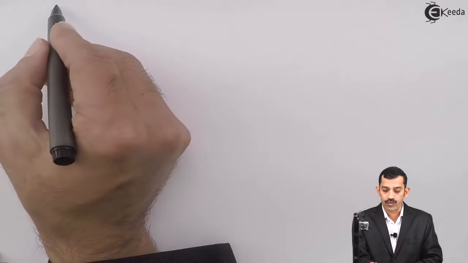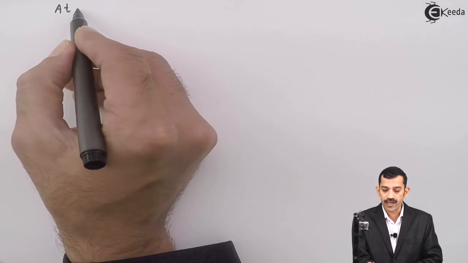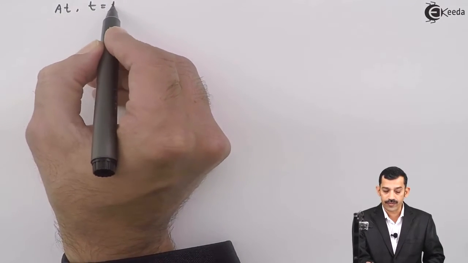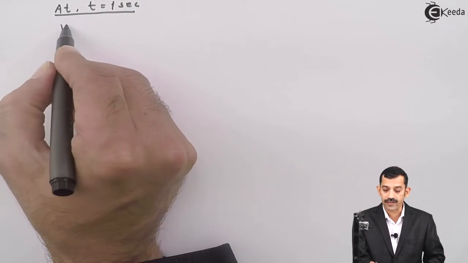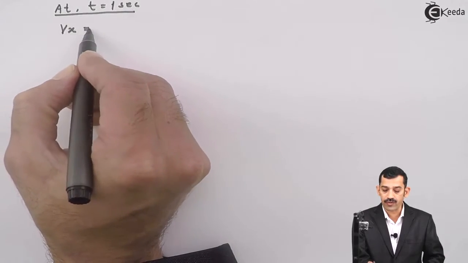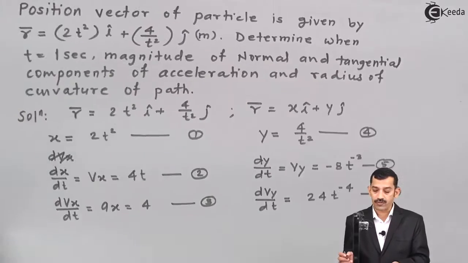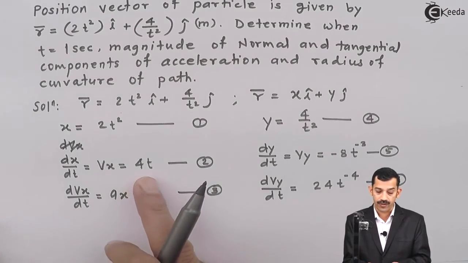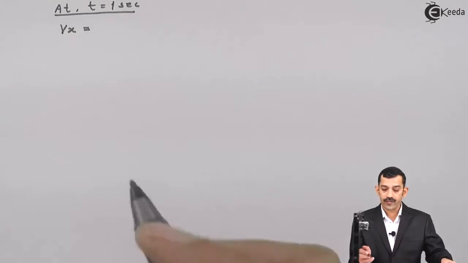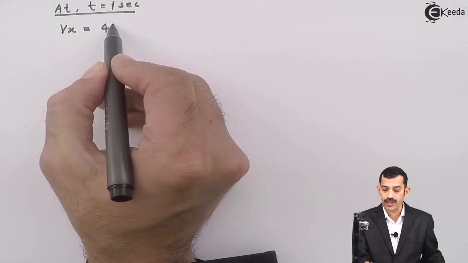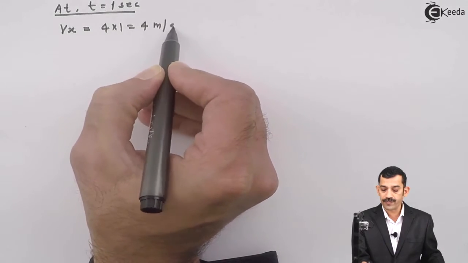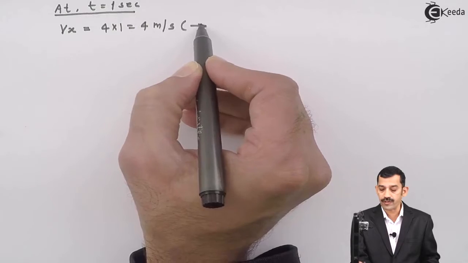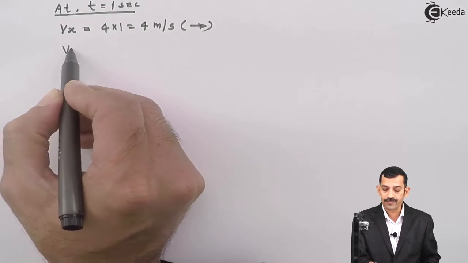You see on the next page, at t equal to 1 second. Now we'll get Vx. See the formula of Vx, what we have after differentiating is 4t. That means 4 into 1. So this one comes out to be 4 meters per second. The positive answer means rightward.